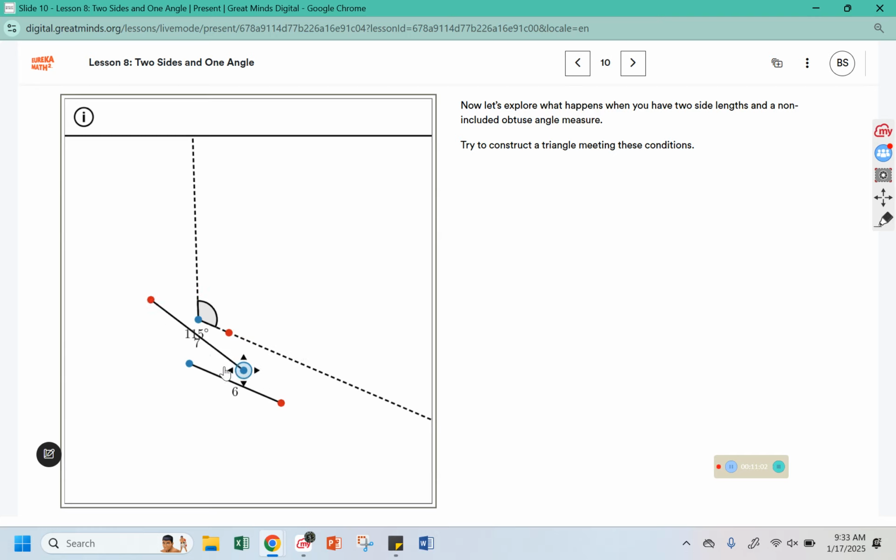Is it the same or is it different if we connect the 7 first and then attach the 6 to, ooh, that one doesn't even form a triangle, it won't reach.